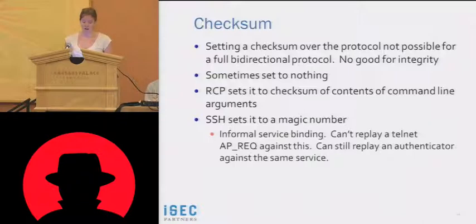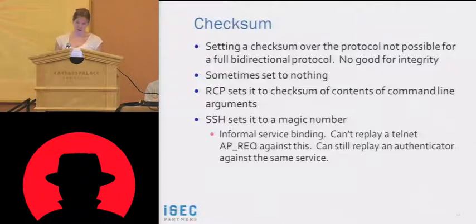RCP sets it to a checksum of the contents of the command line arguments. SSH sets it to a magic number. It is not a random number. It is not particularly entropic. It is a magic number, but it is effective. If I take a request that was sent to authenticate another service like Telnet, and I try to use it in the context of SSH, SSH is going to check the checksum and see that Telnet did not set the checksum to anything, and it's looking for its magic number, and it will reject it. So effectively, it's an informal service binding, which means that you can only do replays of requests that have been intended to be sent to that service.